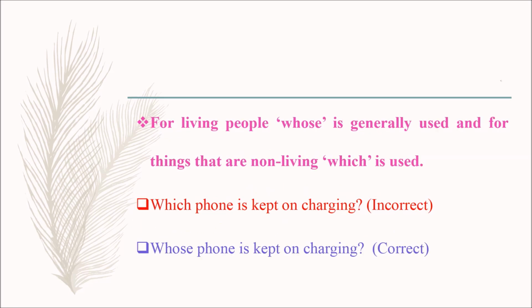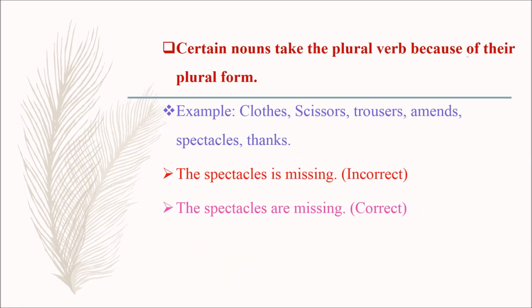The next rule is that for living people, whose is generally used, and for things that are non-living, which is used. Let's see the first sentence. Which phone is kept on charging? Is that the correct sentence? No. The correct sentence is whose phone is kept on charging?